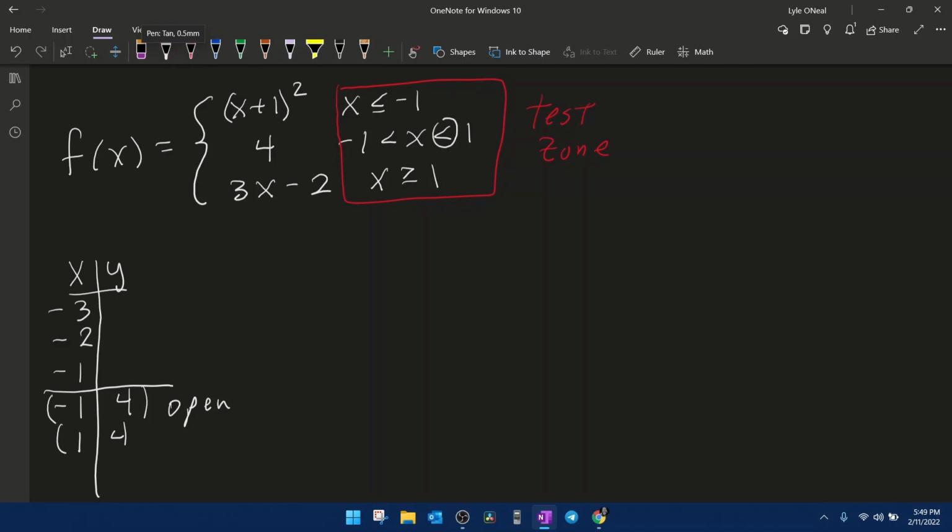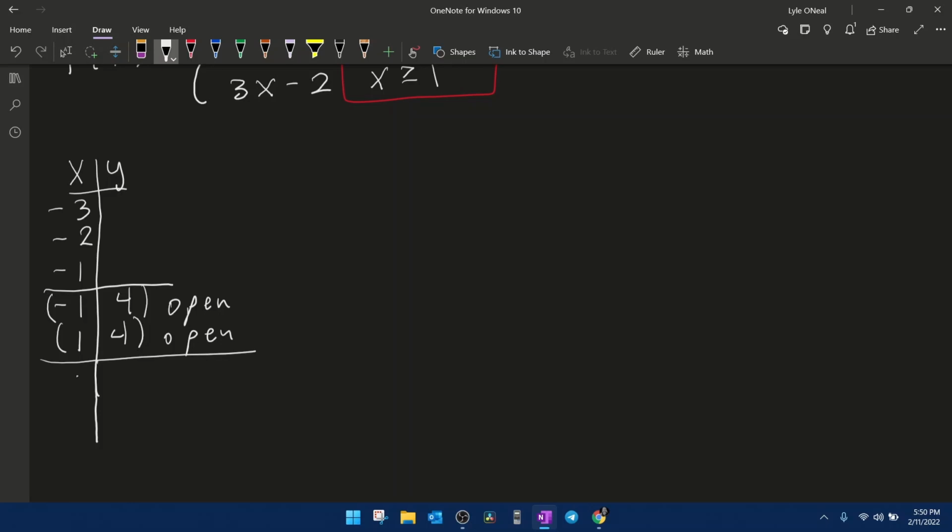It will produce a y value of 4. Remember that whatever x is, for the middle piece, y is going to be 4. And this also will be an open circle because 1 doesn't technically belong in the middle piece. Again, we need to use the transition points twice. So we're going to use 1 for the bottom piece.